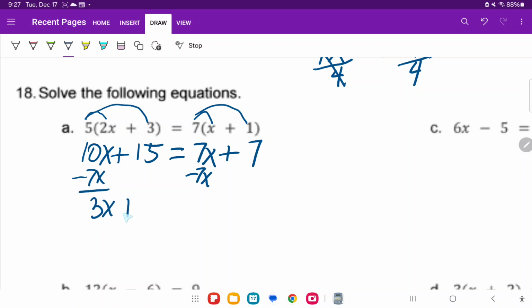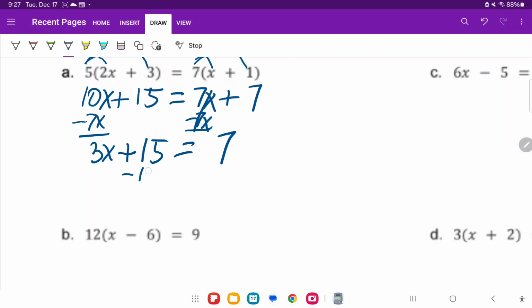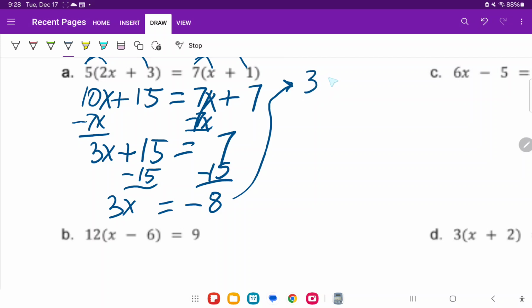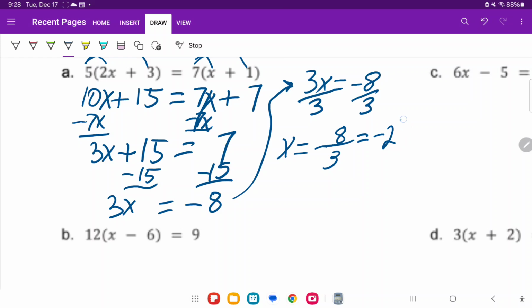So 3x plus 15 is equal to 7. All right? So then I'll subtract the 15. So 3x equals negative 8. All right, so I'm going to bring this up here. All right, so then the next part is I need to get the x all alone. So I'll divide by 3. So x equals negative 8 over 3, which is negative 2 2/3, like that.